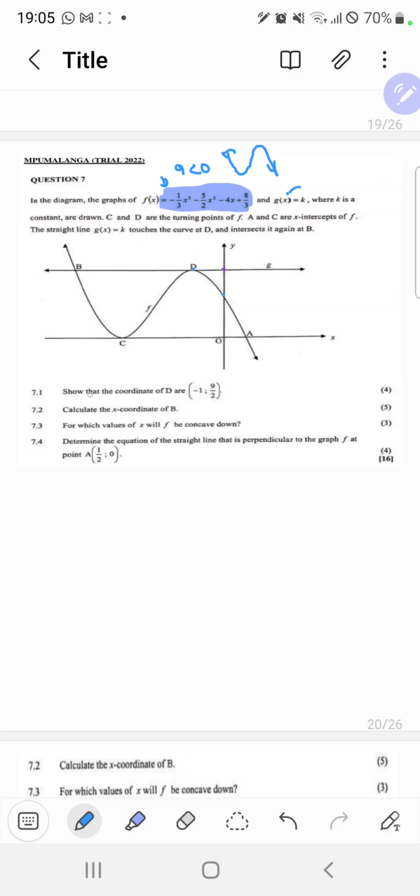Now let's just get to the questions here. We don't want to spend too much time. It says show that the coordinates of D are given. So we know that for 7.1, for the turning points, it is such that f prime of x is equal to 0, right?